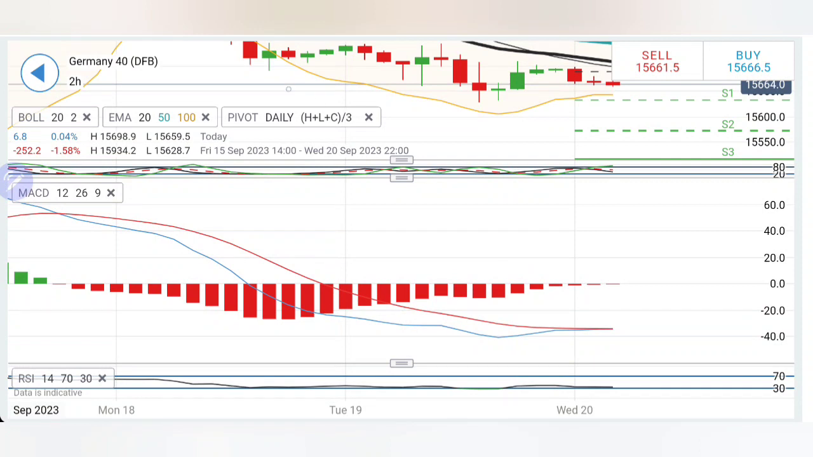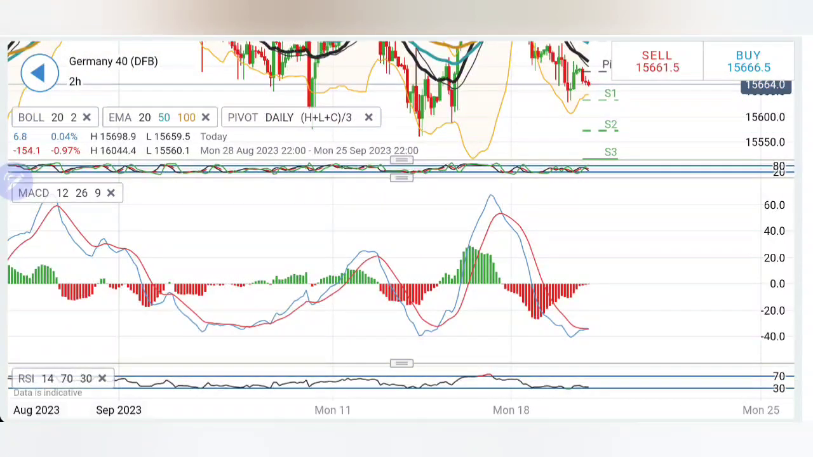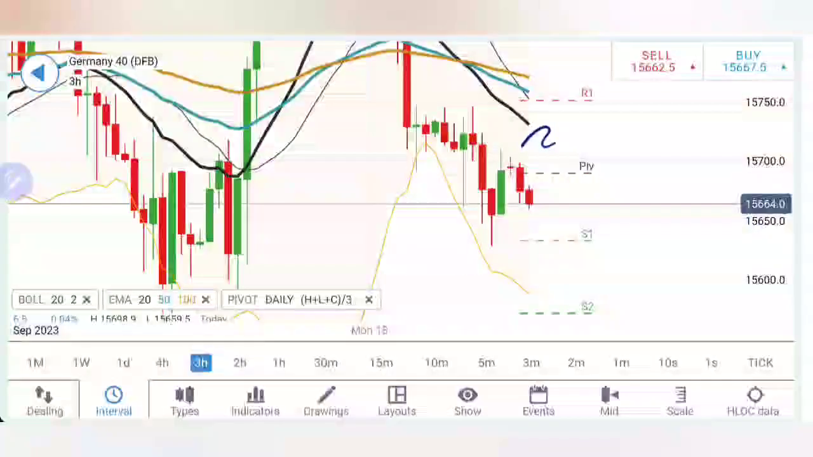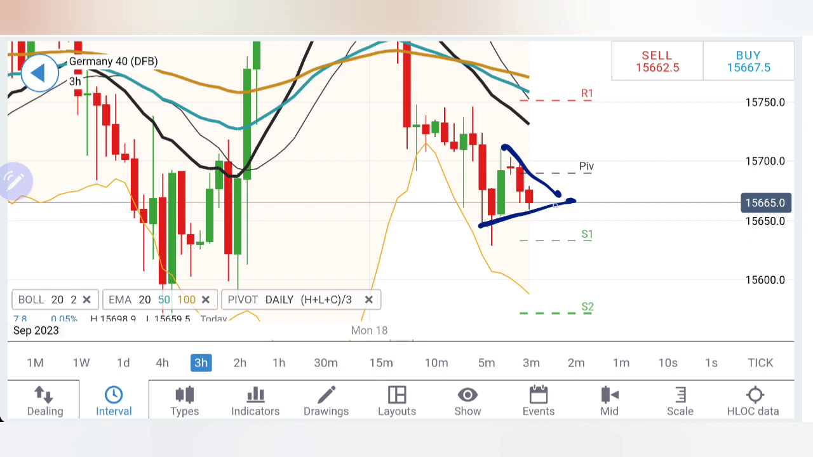Stochastic is looking down. MACD here is willing to converge and cross over for a buy. It has not yet crossed over and is not showing any signs, but this crossover is almost happening at bottom levels after a strong bearish move. So a reversal cannot be denied here if it crosses over. RSI is almost at bottom.